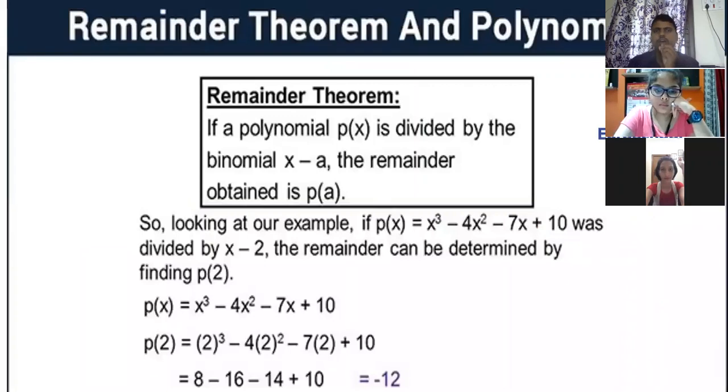If your polynomial p of x is divided by the binomial x minus a, then the remainder obtained is p of a. Look here, all of you. Last class we completed all. So x minus 2 means p of 2. If you substitute, you get minus 12.